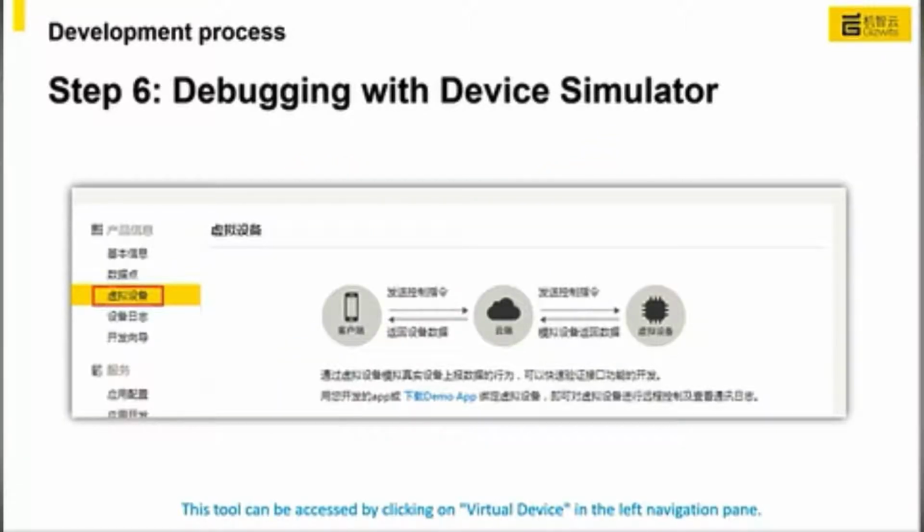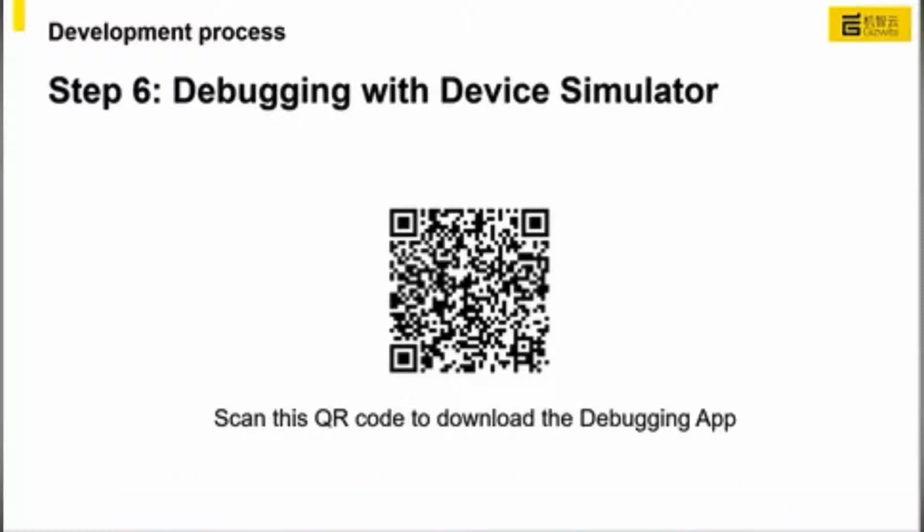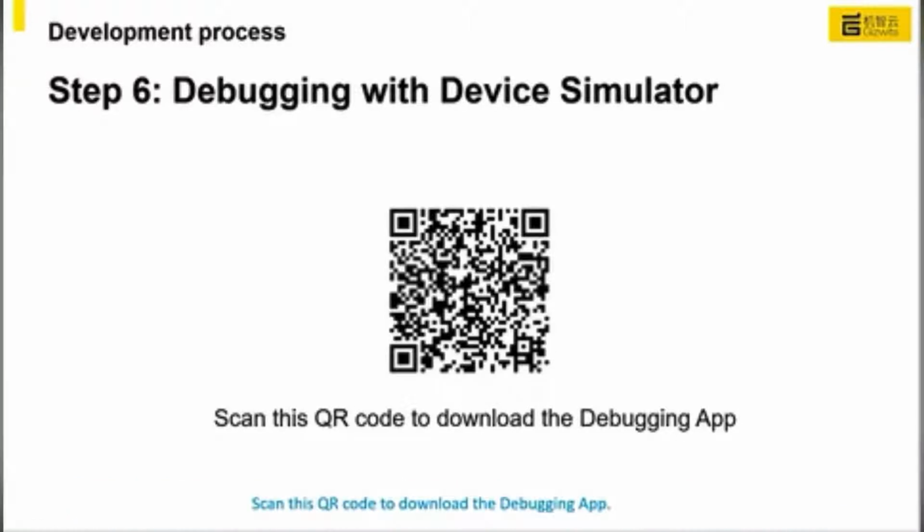This tool can be accessed by clicking on Virtual Device in the left navigation pane. Beyond using your own developed app, Gizwits provides the Debug app. You can easily use the app to debug and verify devices when developing smart hardware on the Gizwits platform. This app has functions such as user registration, login, logout, and can perform basic device operations such as configuring network access, device discovery, device binding, device login, device control, and status report. Scan this QR code to download the Debug app.